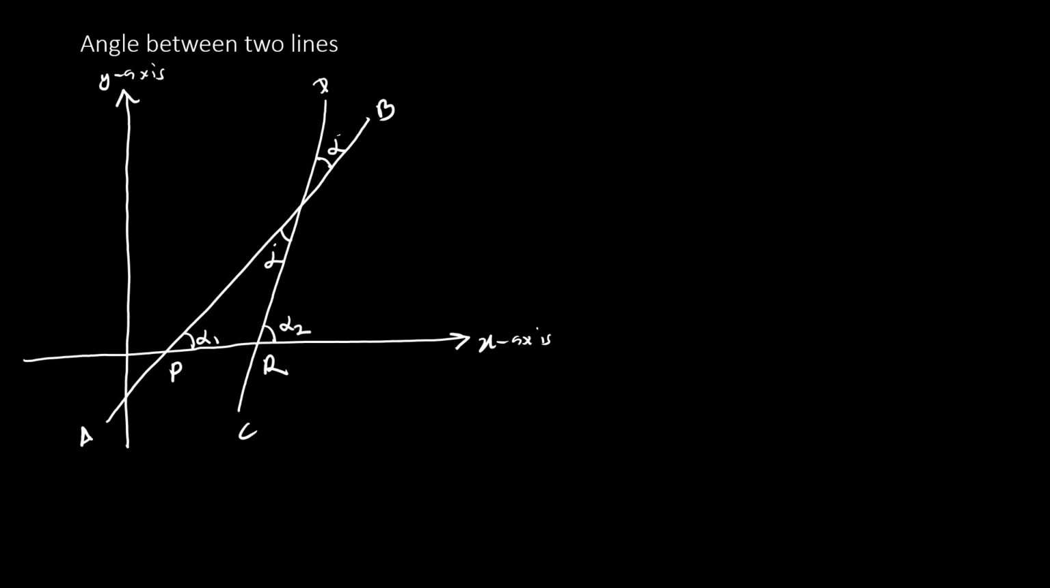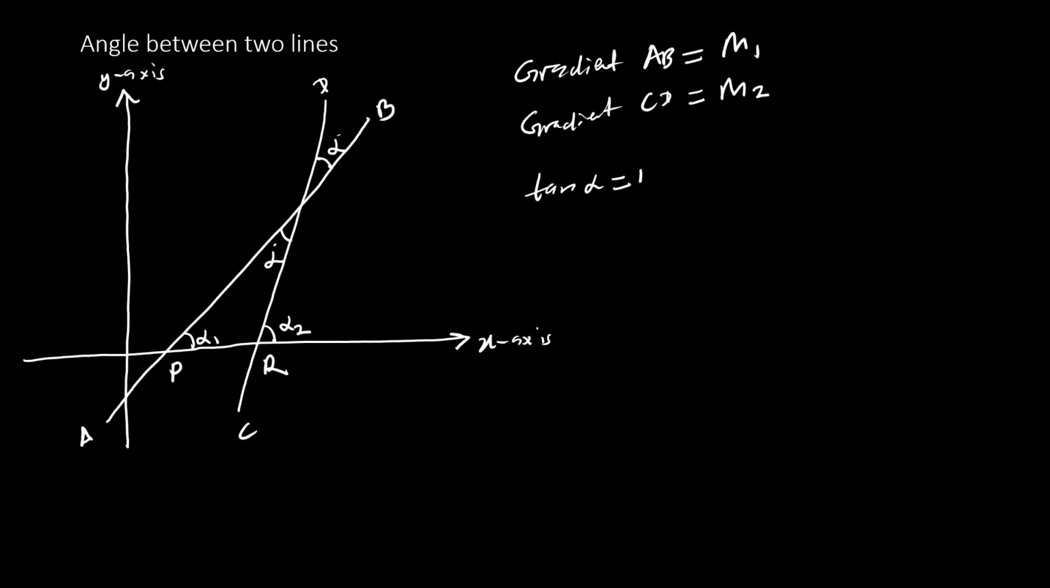So we are assuming that the gradient of AB equals m1 and the gradient of CD equals m2. Then from the formula we have that tan alpha equals m1. This is going to be tan alpha 1. You know what, I'll just do this again. Let's rub this off. Let's consider line AB.